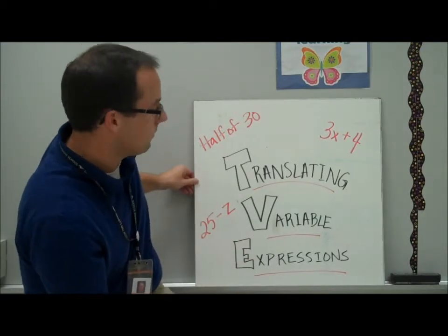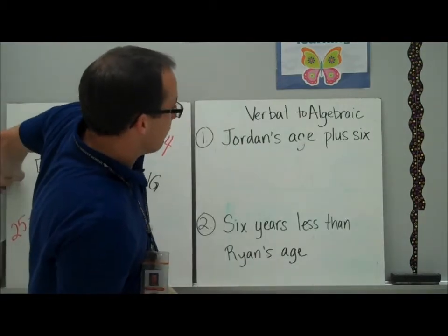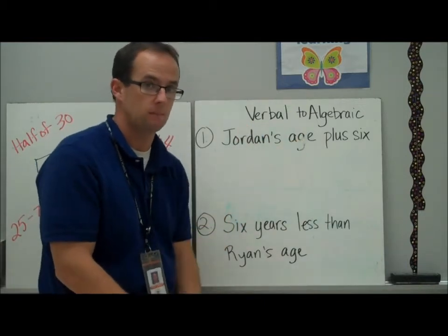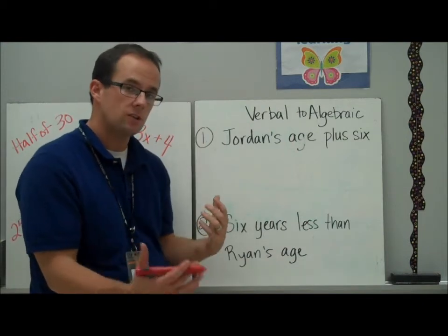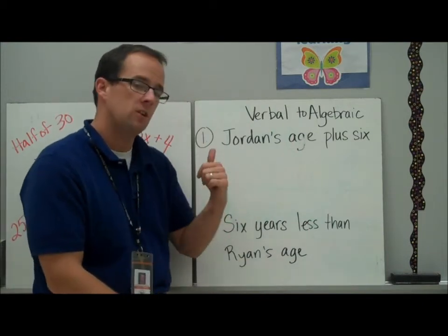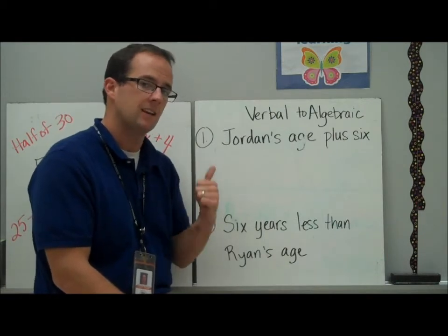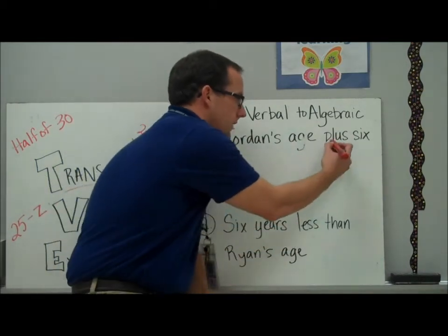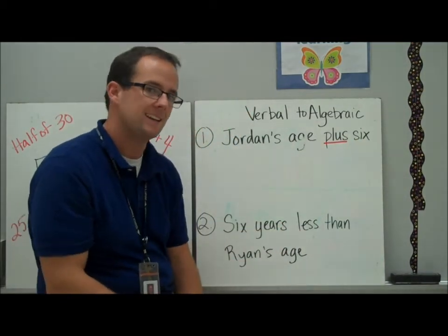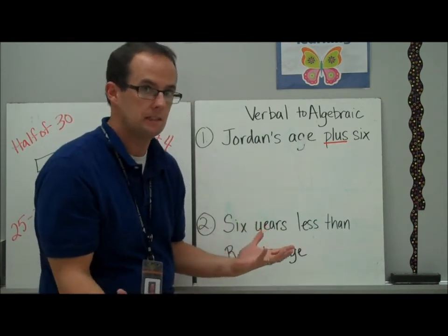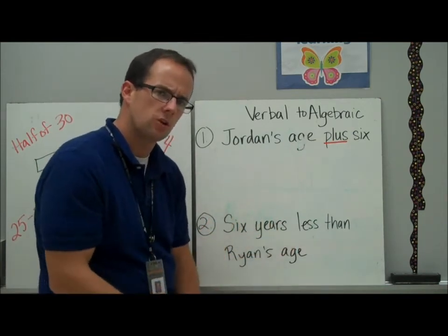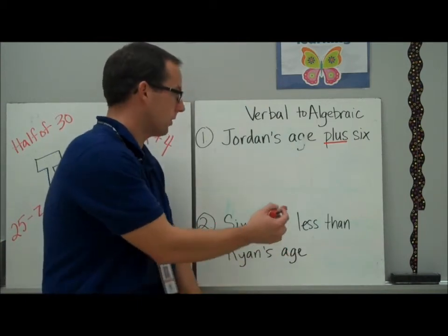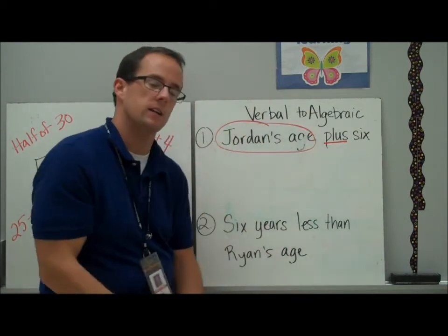We're on page R38. We're going to talk about translating verbal, which is words, into algebraic, which is numbers and symbols. Okay? So if you read the directions on the page that is on R38, it says you're going to underline the word that indicates the operation. So in this case, Jordan's age plus 6. I'm going to underline the word plus, because that indicates the operation is plus. Easy enough. And then it says to circle the word that represents the variable. Well, in this case, I don't know what number is Jordan's age. So I go ahead and circle that.